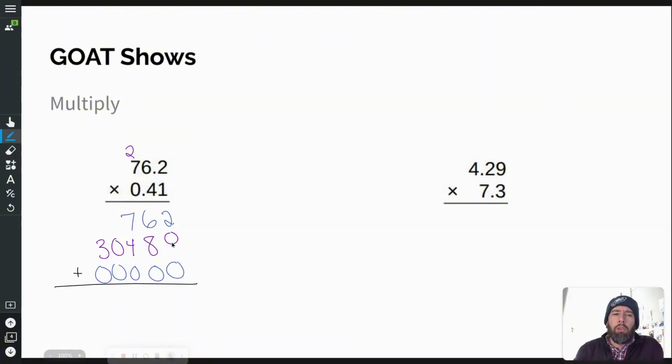Now let's add them all up. 2 plus nothing is 2. 6 plus 8 is 14. Plus nothing is 14. So write out the 4, bring up the 1. 1 plus 7 is 8. 8 plus 4 is 12. So write out the 2, carry the 1. 1 plus nothing is 1. 3 plus nothing is 3. We've got 1, 2, 3 decimal places. So go from the right, 1, 2, 3. And we end up with 31 and 242 thousandths.